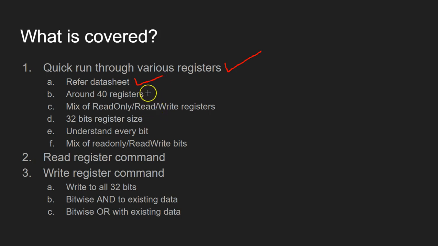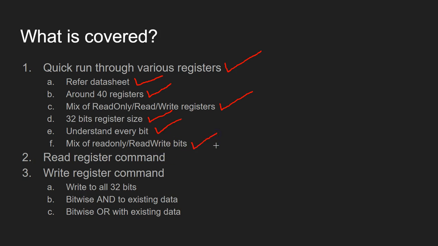There are around 40 registers in this processor. This is a mix of both read-only and read and write registers. Each register has 32 bits. So if you want to master this chip, you have to understand the working of every bit. As I mentioned in my earlier videos, to understand this chip you need a mix of skill sets. You need people who can do the programming, working with bits and bytes, and you need people who understand the signals and voltages and antenna stuff.